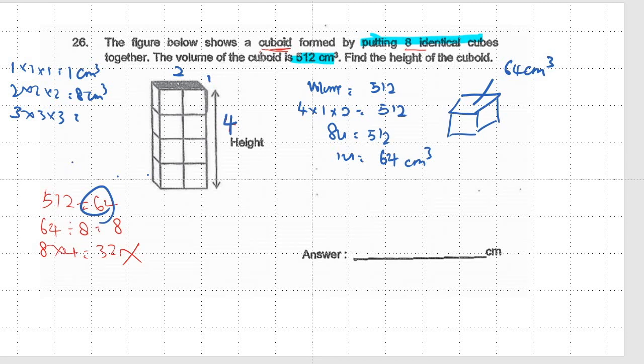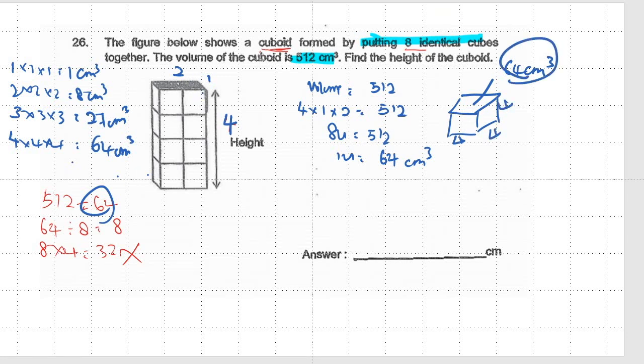So this one is 27 centimeter cube, so cannot be. So I have 4 times 4 times 4. So this one will give me 64 centimeter cube. So in this case, it actually is 4 times 4 times 4. So this will give me 64.